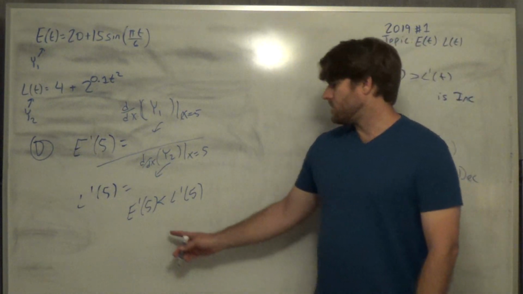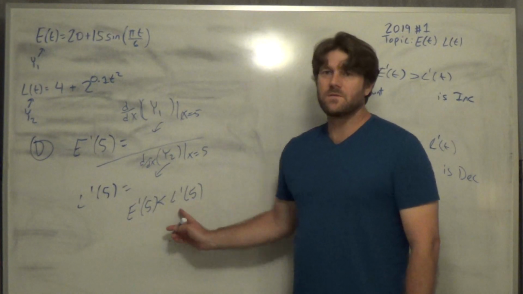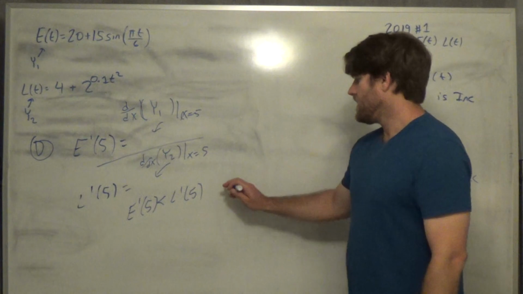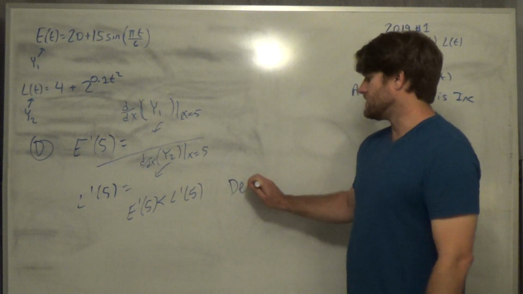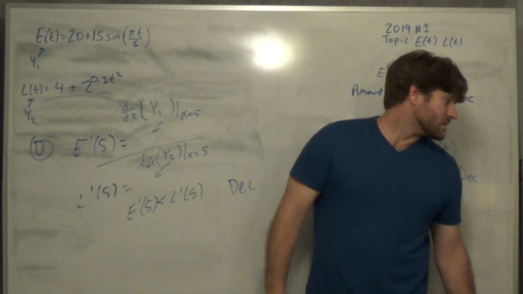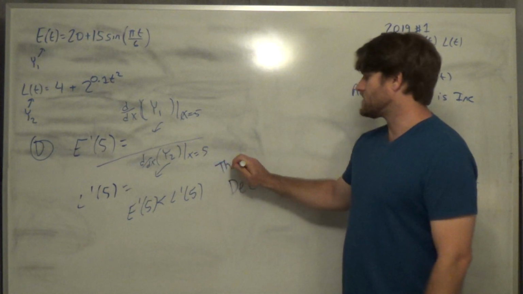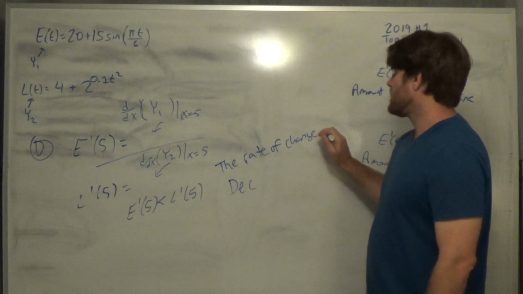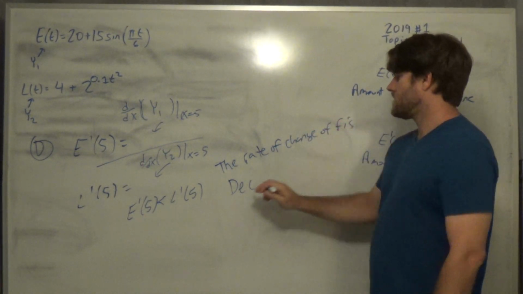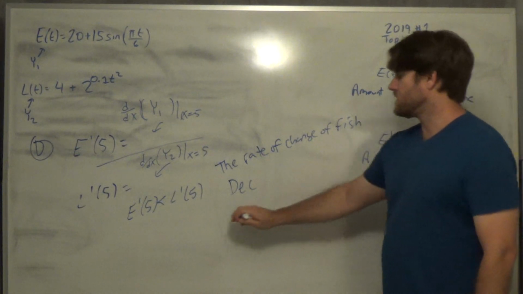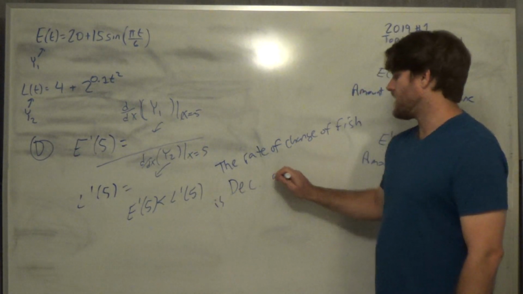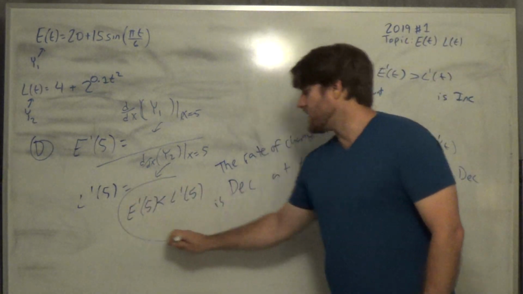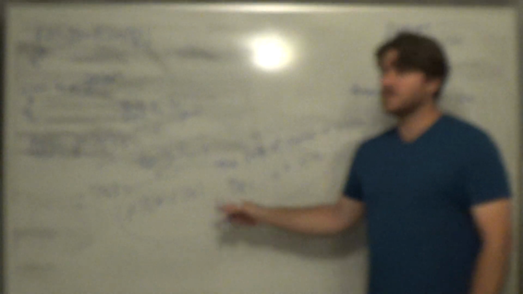So anyways, because L prime 5 is greater, the rate of the leaving rate is bigger than the entering rate, then you would say it is going to be decreasing. And here, of course, it's the rate of change, because I'm trying to say what they want. The rate of change of fish is decreasing at time equals 5. And again, this is my justification.